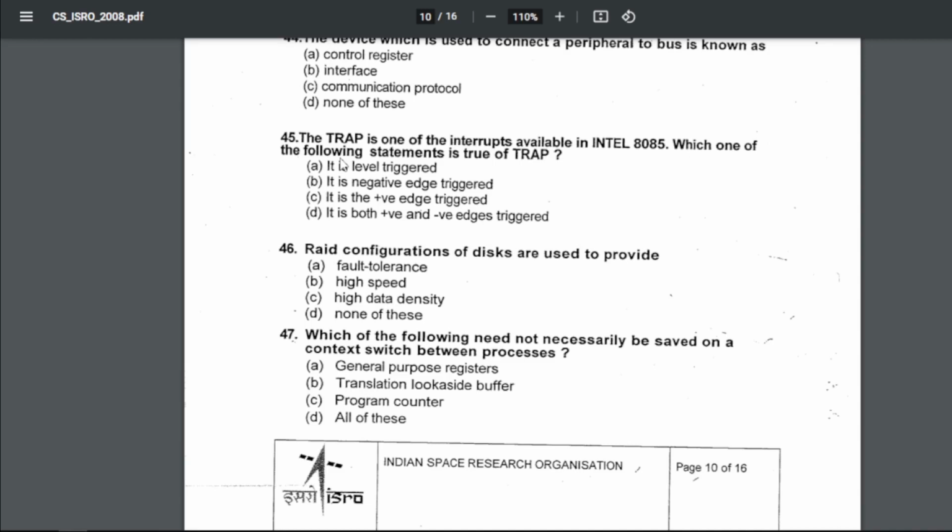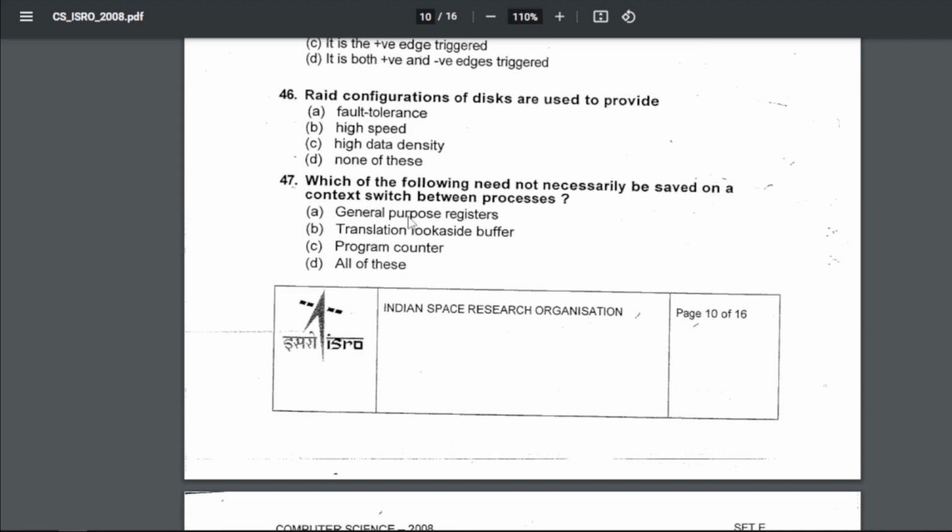45: trap is one of the interrupts available in Intel 8085. Which one of the following statements is true of trap? For this D is the answer, that is it is both positive and negative edge triggered. 46: RAID configurations of disks are used to provide what? Basically, RAID configurations of disks are used to provide both A and B, that is both fault tolerance and high speed.